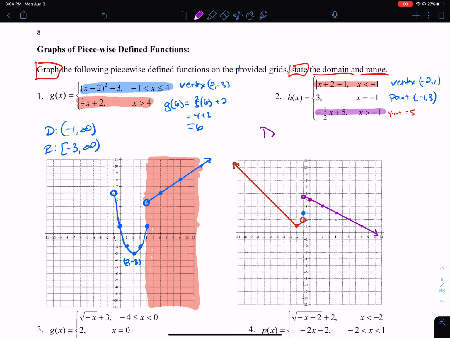What's the domain of this fella? Well, it looks like it starts all the way from -infinity. It includes every number from left to right. Some hairy things happen here, but -1 is accounted for, so the domain is all real numbers, or you could say -infinity to infinity. Range, this goes down forever, and it goes up forever, and everything in between is accounted for, all the y values, so the range is also -infinity to infinity.